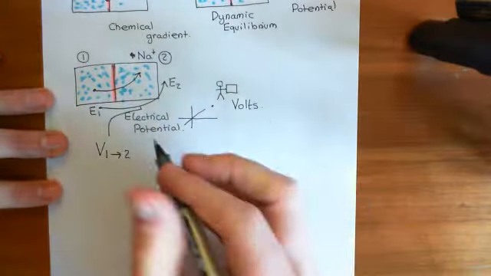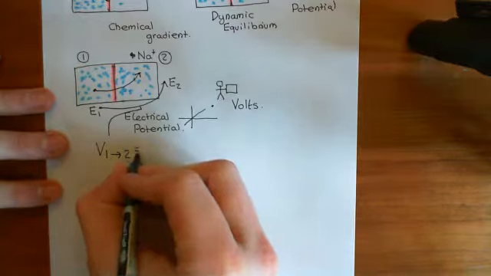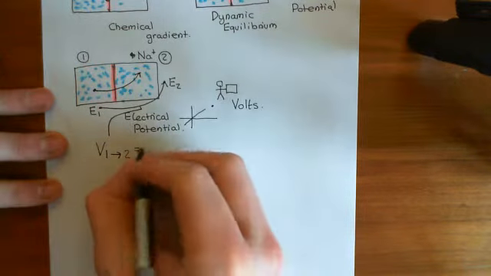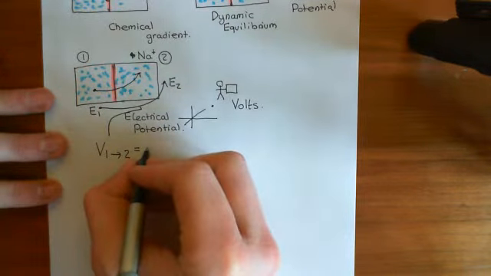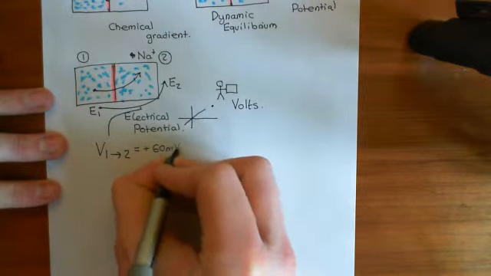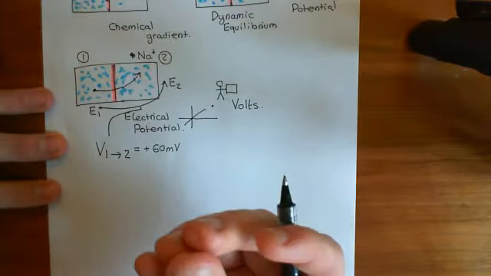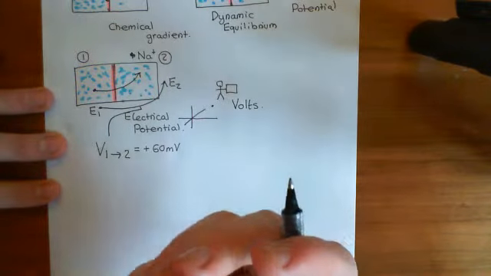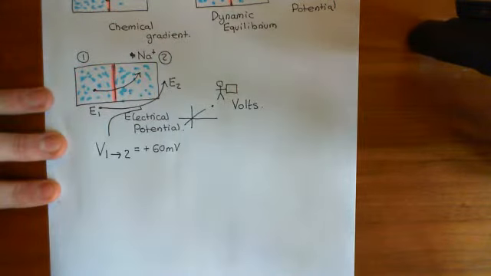Okay, right. So, let's say that there is an electrical potential difference across this cell membrane, and shall we say it's a size of plus 60 millivolts. A millivolt just means 1,000th of a volt. Right, so what does this mean?